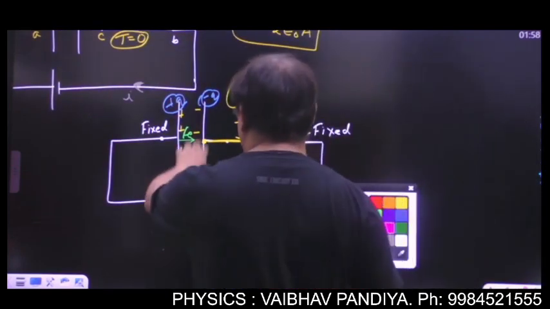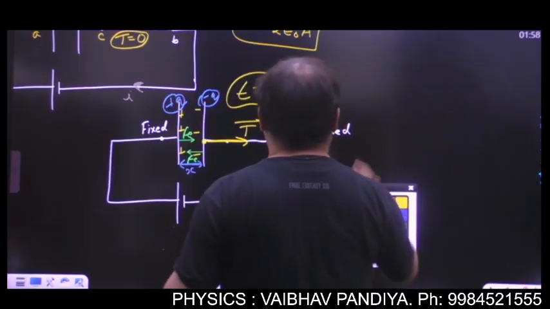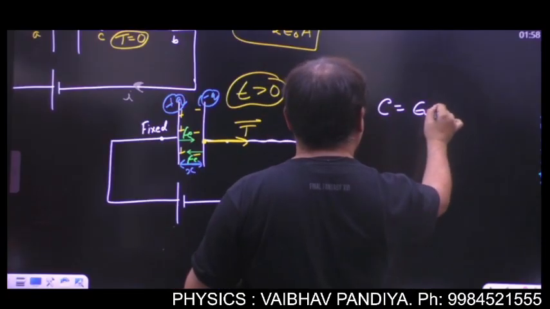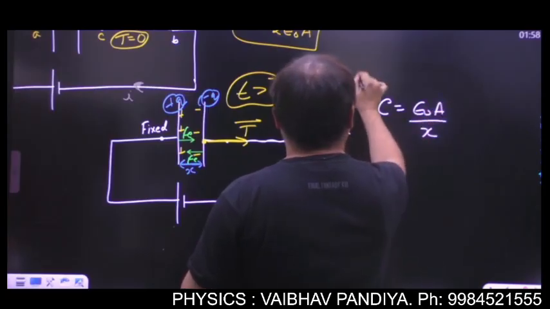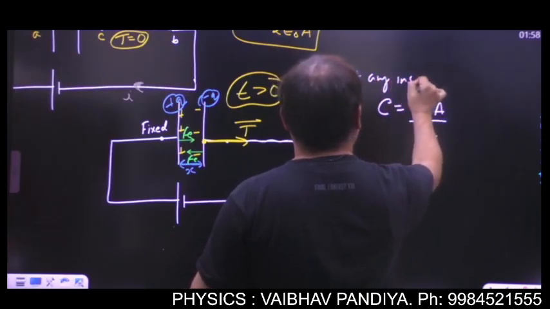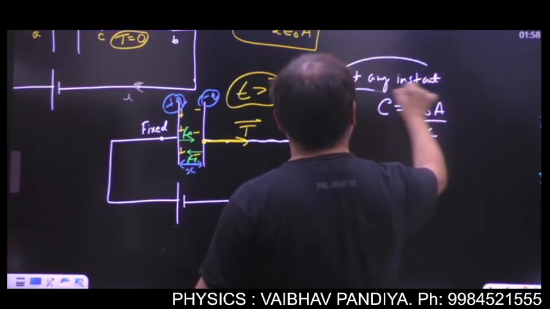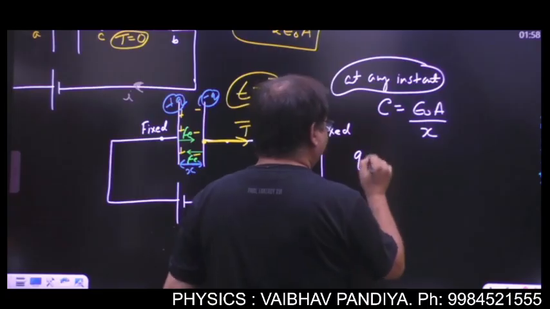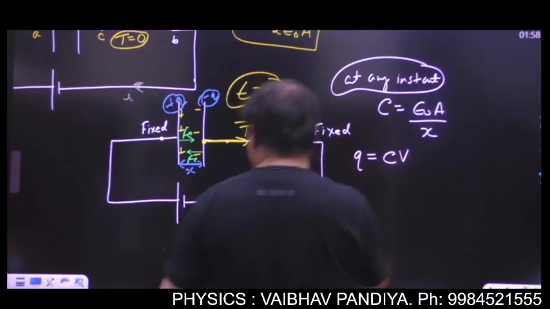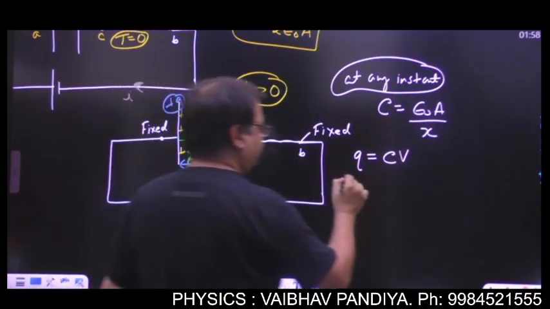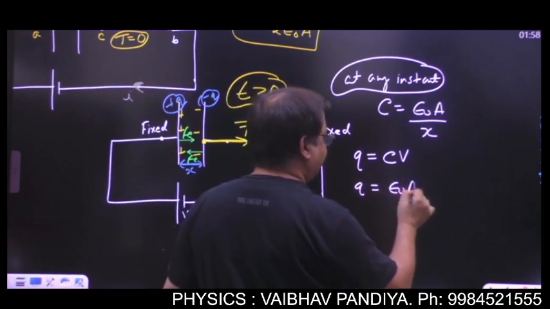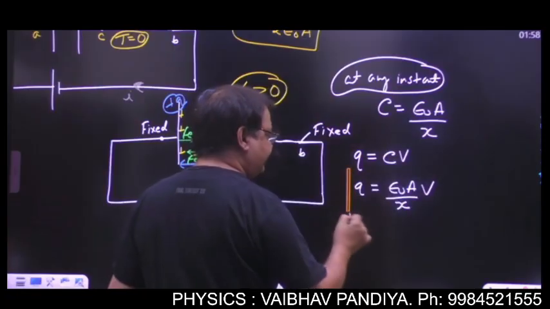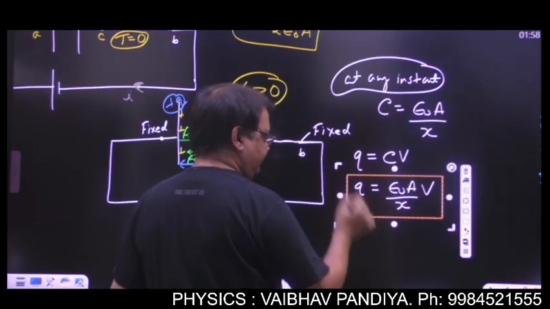Now let's see what will be the behavior of Fe and charge on changing x. So capacitance will be epsilon naught A by x at any instant. The charge on the capacitor will be CV, where V is the voltage, so Q will be epsilon naught A by x into V. Got it? So you can see as x is changing, Q will change.